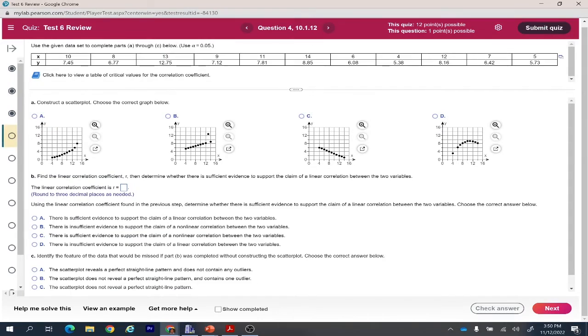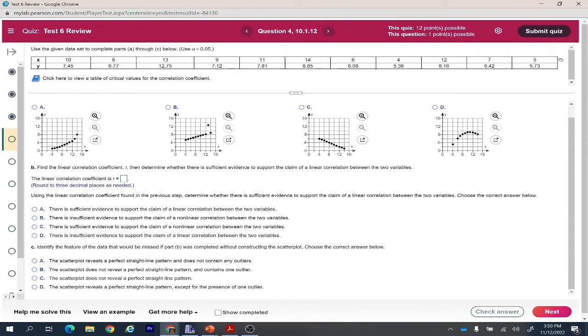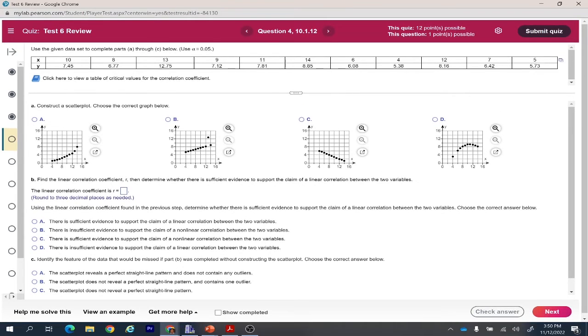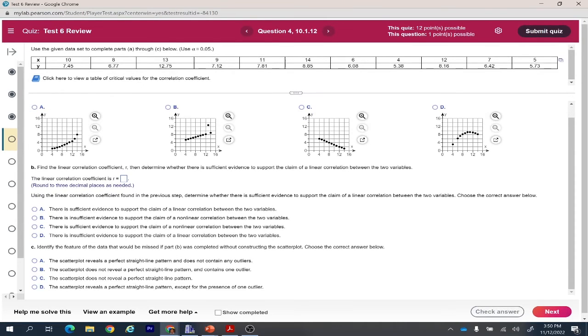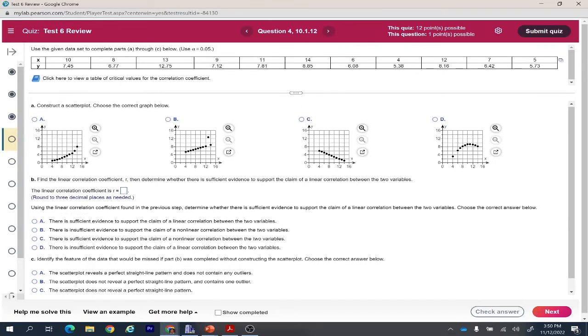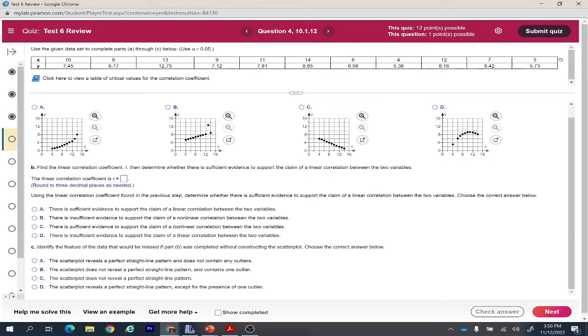Let's go to the next problem. This is question number 4, a very similar question. Same thing, so I'm going to skip this question. It's a repetition. Just do as we did in the previous question.